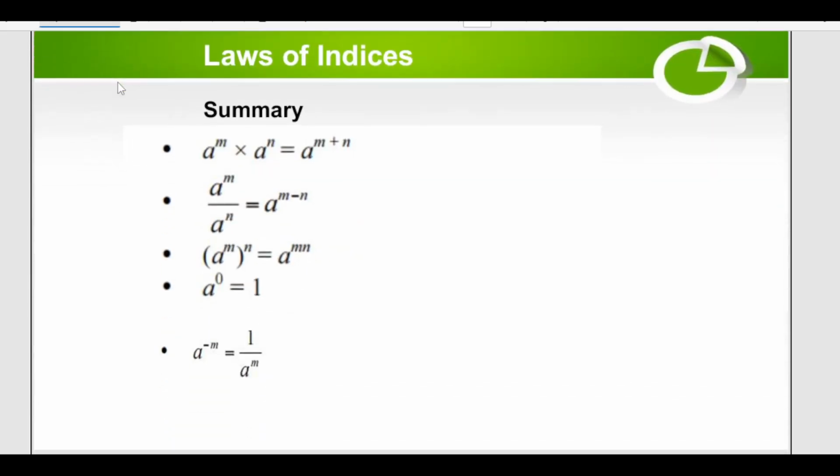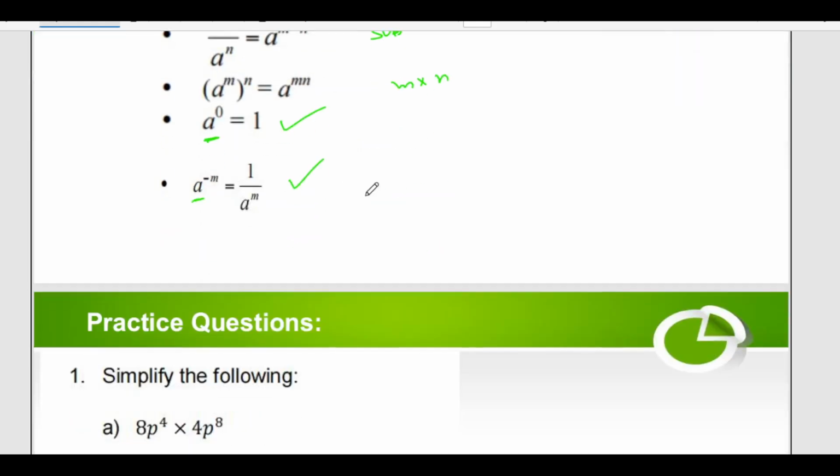Now, this is the summary of the laws of indices that we have done. When you have the same base, add the powers, right. When you have the same base and a division sign, then you subtract the powers. If you have two powers, then you multiply the powers, right. Anything raised to power 0 is 1, and if you have a negative number in the power, then it is the reciprocal, right. So these are all the rules.